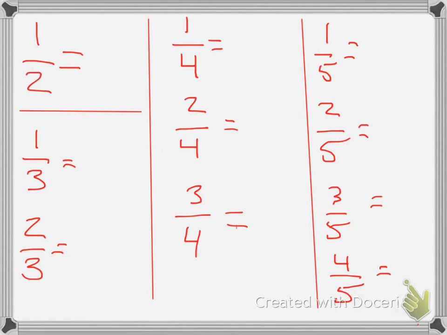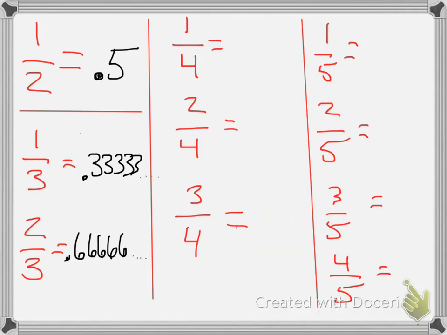The first one is 1/2, and you probably already know that 1/2 is 0.5. Thirds are also really important to know. 1/3 is 0.3333, and it keeps going on forever, and we're going to talk about that kind of decimal on the next slide. 2/3 is the same idea, but it's 0.6666, and it keeps going.